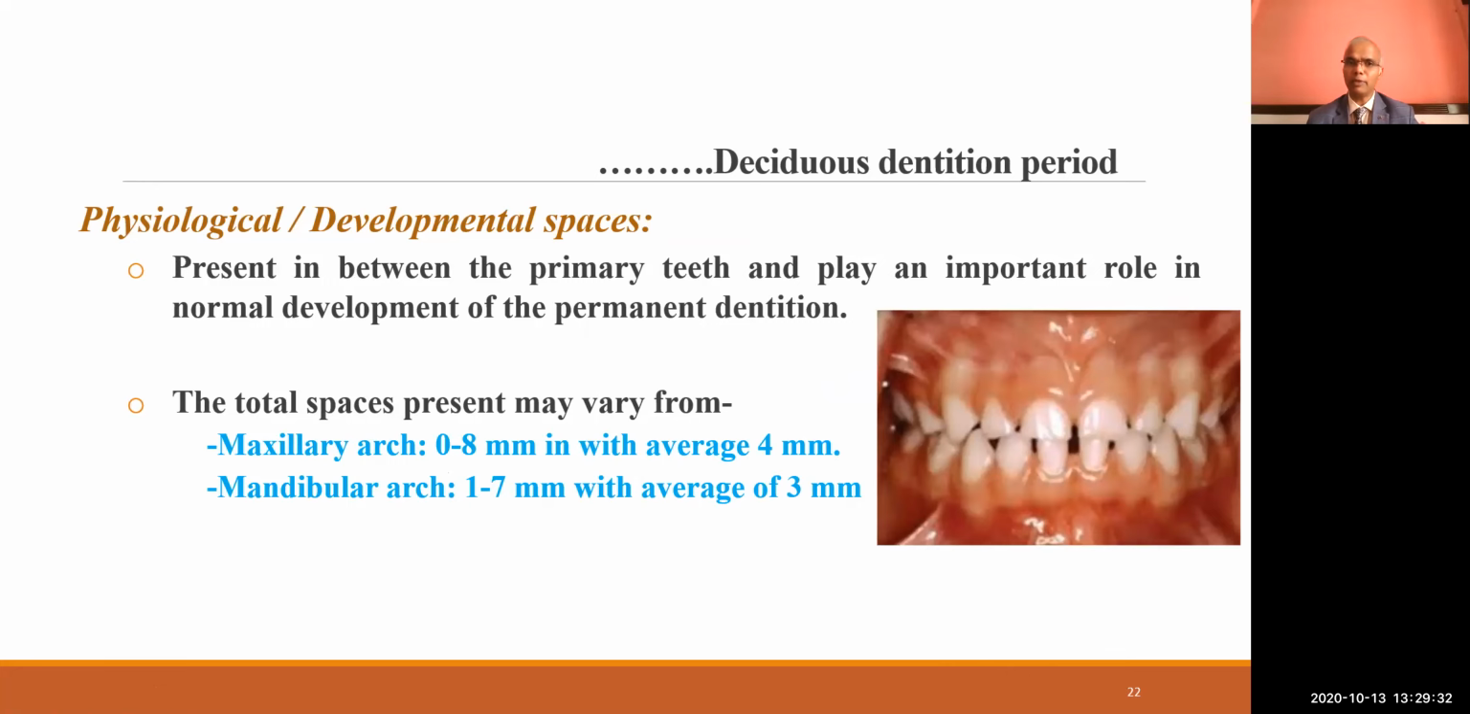Second is physiological spacing or developmental space. It is present between the primary teeth, as shown in the figure, and it plays an important role in the normal development of permanent dentition. The total space present may vary in the maxillary arch from 0 to 8 millimeters with an average of 4 millimeters, and in the mandibular arch it varies from 1 to 7 millimeters with an average of 3 millimeters.